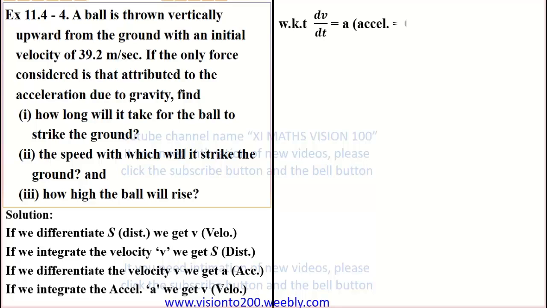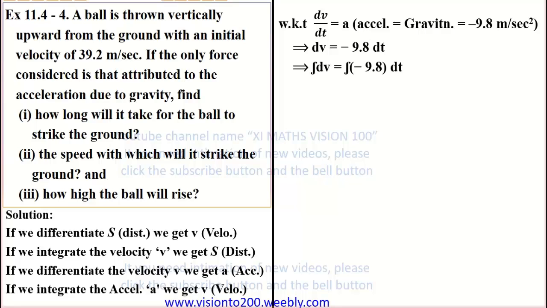We know that dv by dt is equal to a, that is acceleration. We know that acceleration is equal to gravity. Gravity is equal to minus 9.8 meters per second square, which implies dv is equal to minus 9.8 into dt. Taking integration on both sides, integral dv is equal to integral minus 9.8 dt, which implies v is equal to minus 9.8 t plus c.